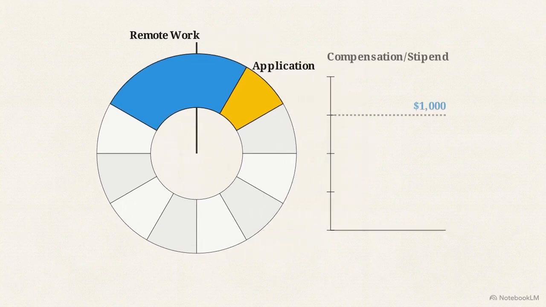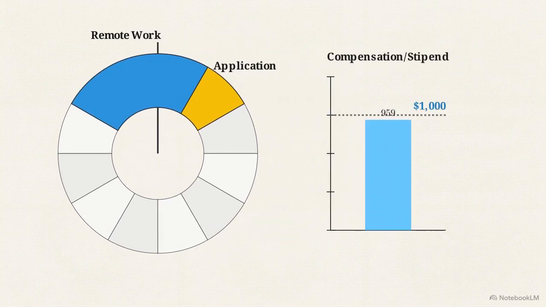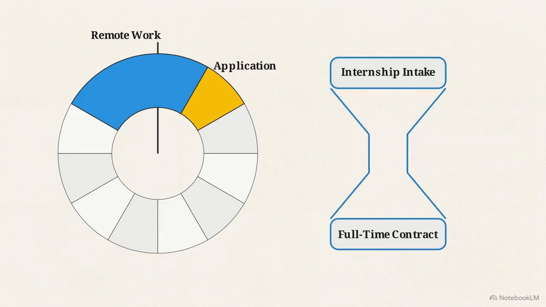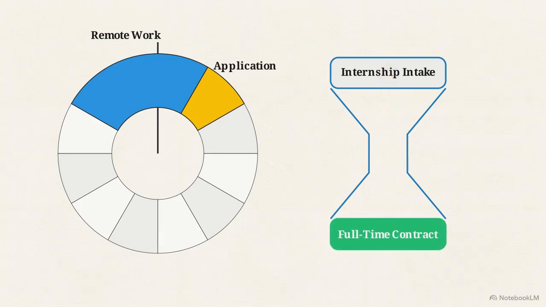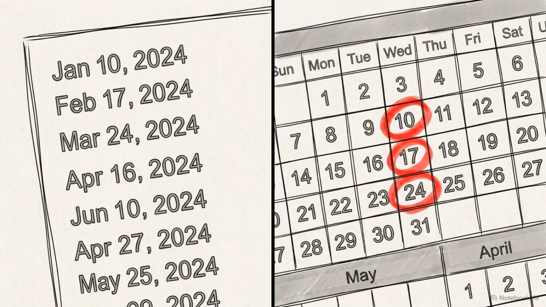These roles offer significant financial stakes, such as a $1,000 stipend for a 3-month remote project. The primary advantage of these programs is their conversion rate. Many of these internships lead directly to full-time employment contracts. Look at the application deadlines in the repository and add them to your personal calendar right now.